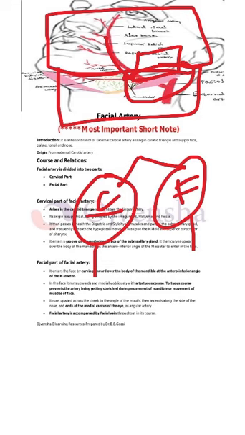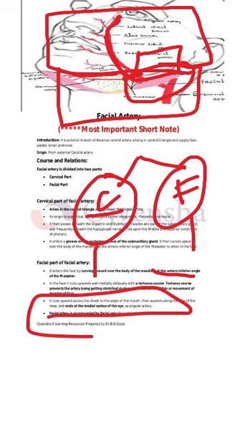Now coming to the course of the facial part of the facial artery, it enters the face at the anterior inferior surface of the angle of the masseter muscle, then it runs upwards obliquely at the side of the nose and it ends at the medial canthus of the eye as the angular artery, which is the terminal part of the facial artery. Now facial artery is always accompanied by the facial vein throughout its course.